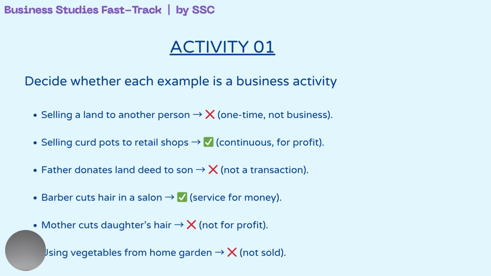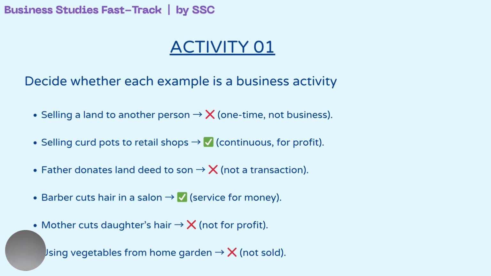So now let's test our understanding. I will give you some examples. You decide if it is a business activity or not. The first one is selling land to another person. It is a one-time activity, so it's not a business. Selling curd pots to retail shops. Yes, it is a business activity.